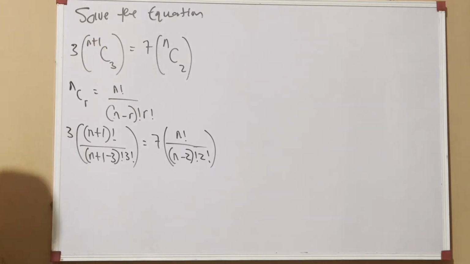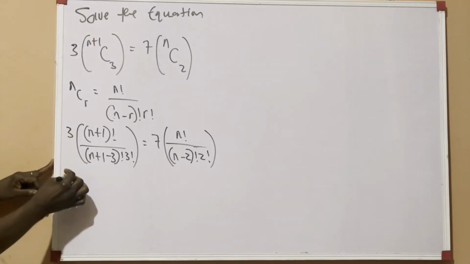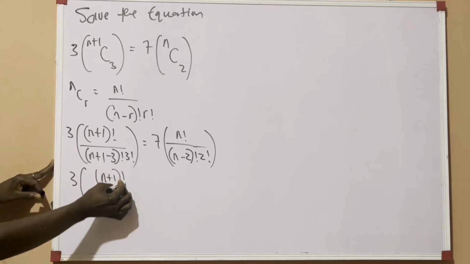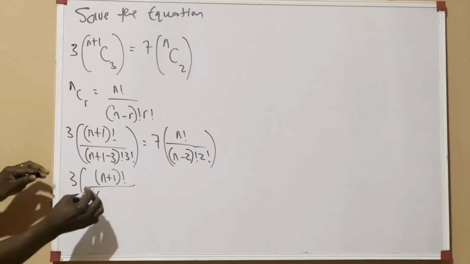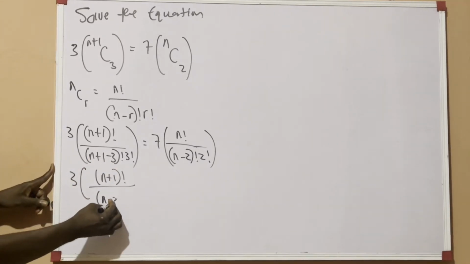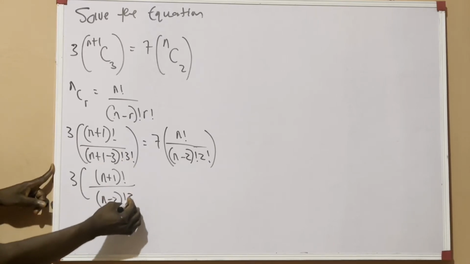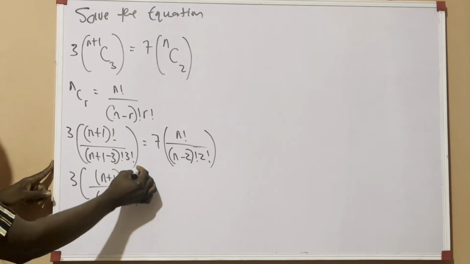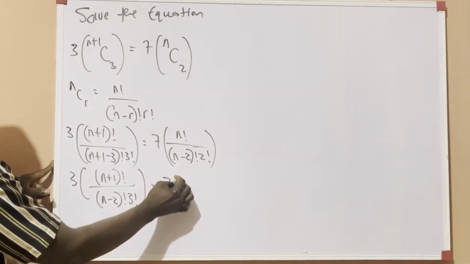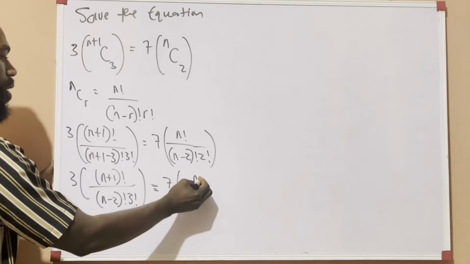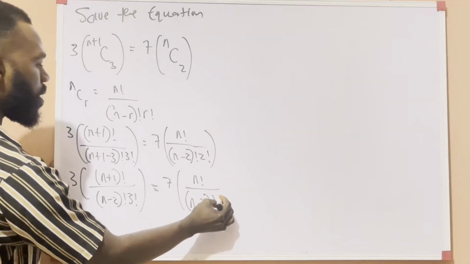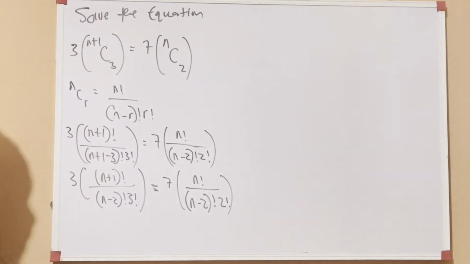Now the next step is this. Here becomes 3 times the bracket of n plus 1 factorial over, now n plus 1 minus 3 gives us what? Minus 2, so we have n minus 2 factorial times 3 factorial. Close our bracket, and here still remains 7 times the bracket of n factorial over n minus 2 factorial times 2 factorial. Okay, good.